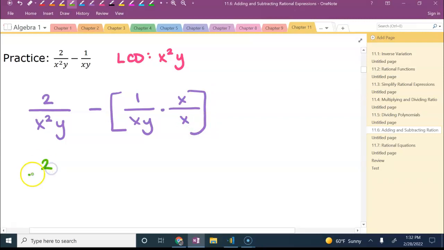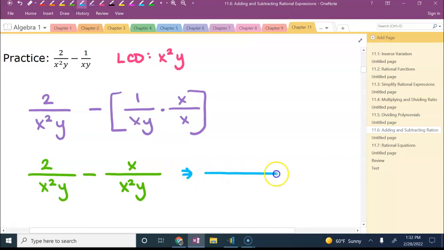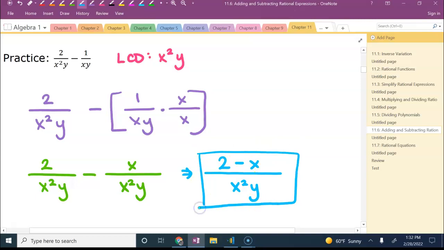So we have 2 over x squared y minus, on the top you're going to have x over x squared y. And then the last thing I would do is combine my numerator, so it's just going to say 2 minus x over x squared y. And this time there really isn't anything to factor out from the top, so we're just going to leave it right there.